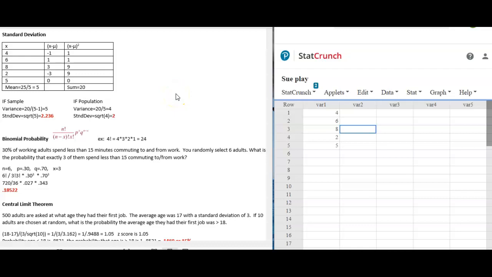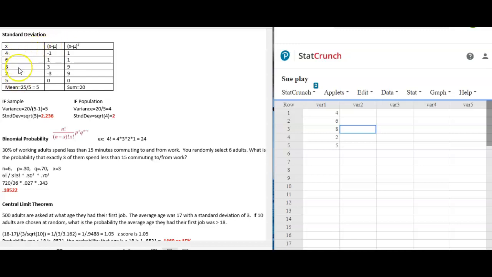Hello, in this video I want to touch on a few things in statcrunch that might make life a little easier this week. I'm going to walk through some information about standard deviation, about binomial probability, and the central limit theorem. First of all, I'm just going to walk through again calculating standard deviation manually.